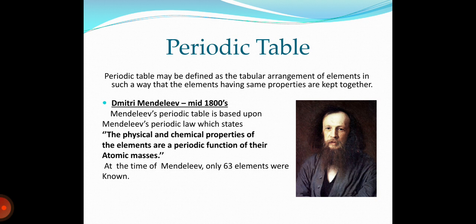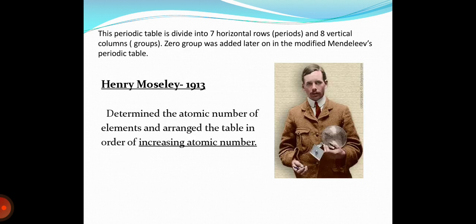In the mid 1800s, the scientist Mendeleev discovered that Mendeleev's periodic table is based upon Mendeleev's periodic law, which states that the physical and chemical properties of the elements are a periodic function of their atomic masses. At the time of Mendeleev, only 63 elements were known. This periodic table is divided into 7 horizontal rows called periods and 8 vertical columns called groups. Zero group was added later on this modified Mendeleev's periodic table.